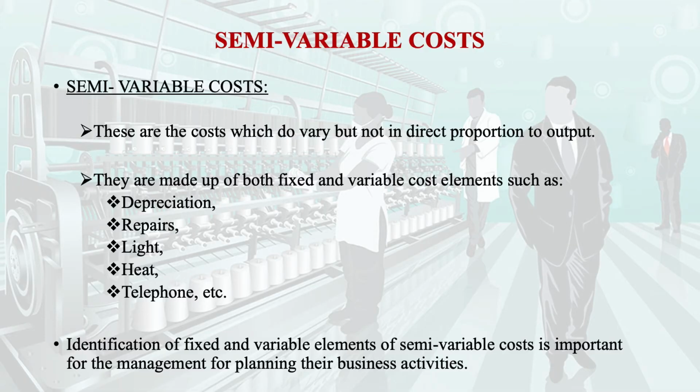Third cost is your semi-variable cost. These are the costs which do vary but not in direct proportion with the output. They are composed of fixed cost as well as variable cost. Their elements may be depreciation, repair, light, heat, or telephone. Identification of fixed and variable elements of the semi-variable cost is important for management for planning their business activity.